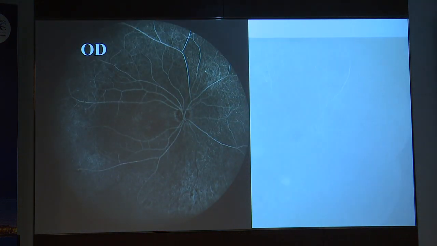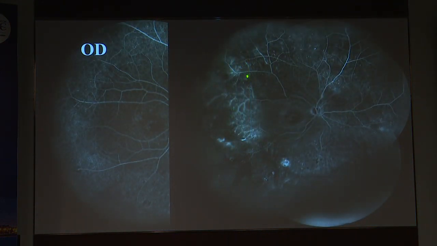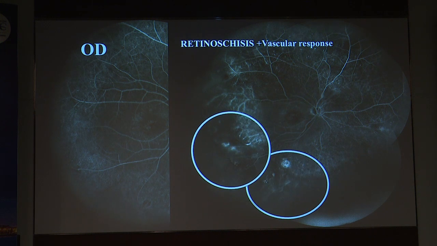Now this is what exactly I am trying to show. The vascular response in a case of retinoschisis might need treatment, be it in the form of lasers or anti-VEGFs, which is a matter of choice. So this is how we learn from it.